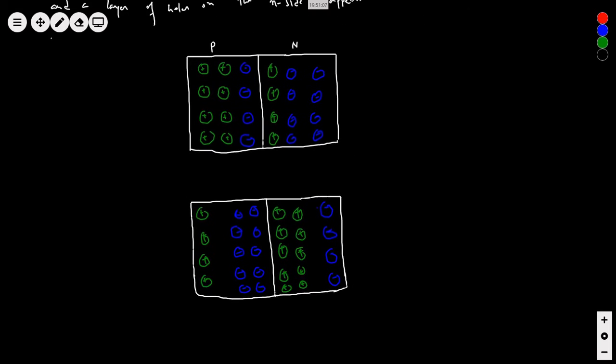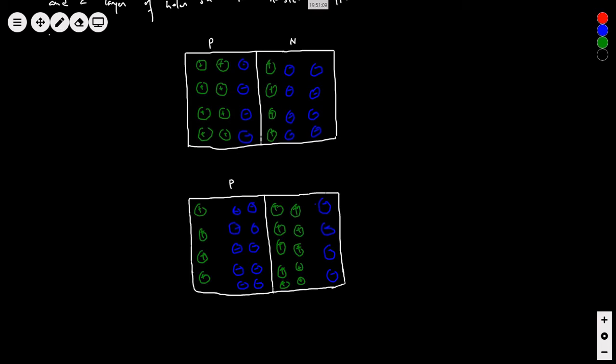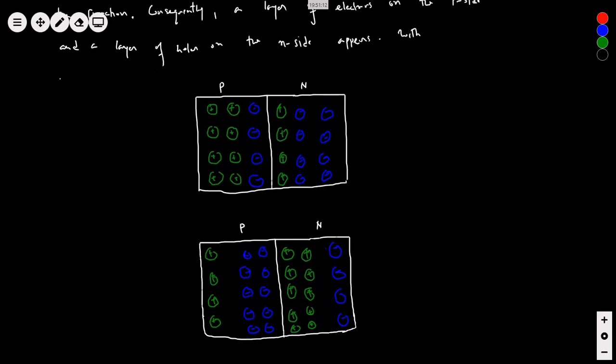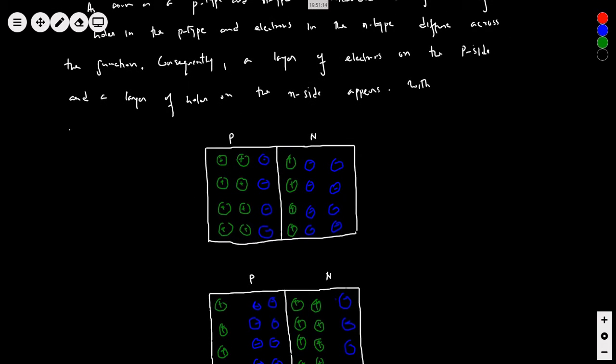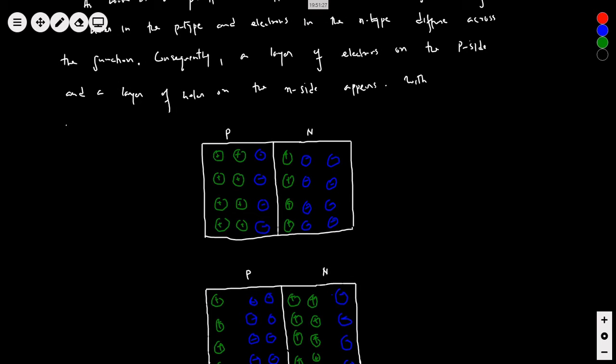Why does it stop? You can see now that as soon as we join them, the holes from the p side and the electrons on the n side diffuse across the junction. The electrons start diffusing. What I mean is that I'm just showing you one layer. After this it will diffuse here, it will diffuse here, and so on. If you join them, we can see some current in it. So like this, electrons will move from n to p, and similarly the holes will move from p to n.